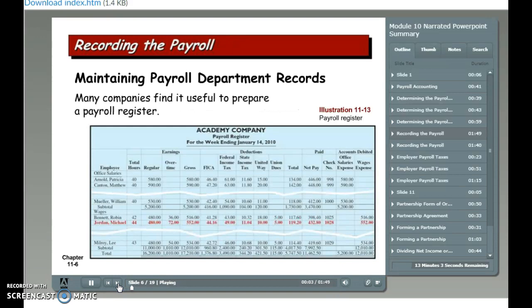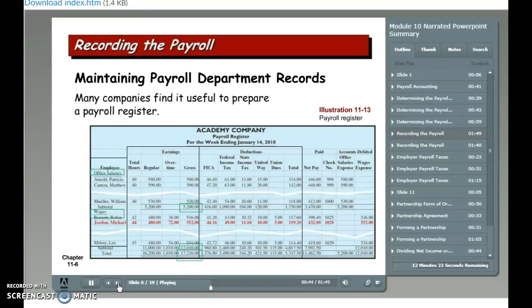This payroll register summarizes and presents payroll data for the week ending January 14, 2010. Employee names and the related earnings broken down by regular and overtime are shown. The report classifies the employee information as either office salaries, which total $5,200, or wages, which total $12,010, for gross earnings of $17,210.